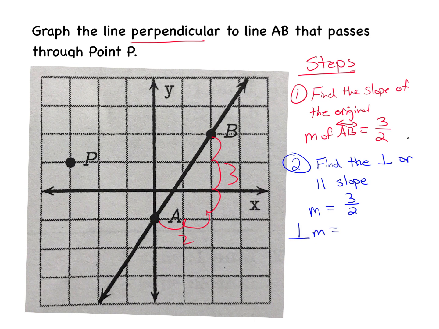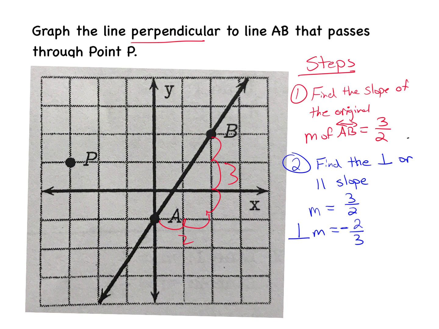So we need to find the perpendicular slope. If the original was 3 over 2, what do I need to do to find the perpendicular one? Flip it. So the first thing is we want to flip it, so that's going to make it 2 over 3. And then what's the last thing? So change the sign, right? If it's positive, make it negative. So our perpendicular slope is negative 2 over 3. Question so far?